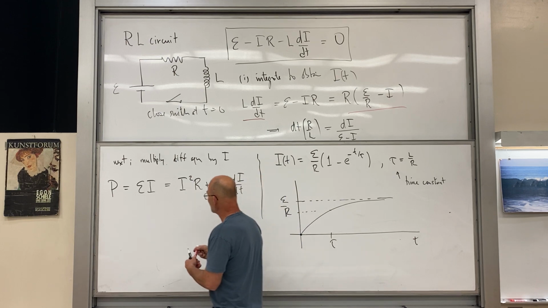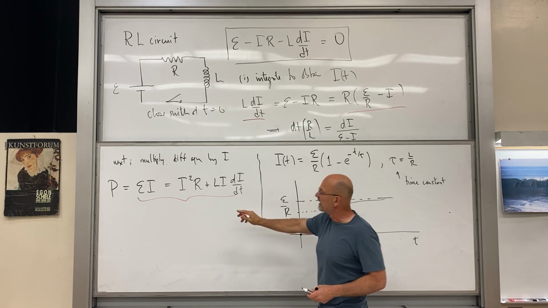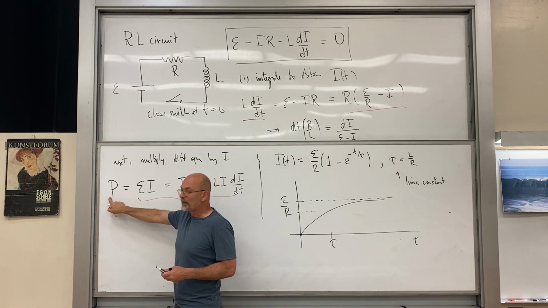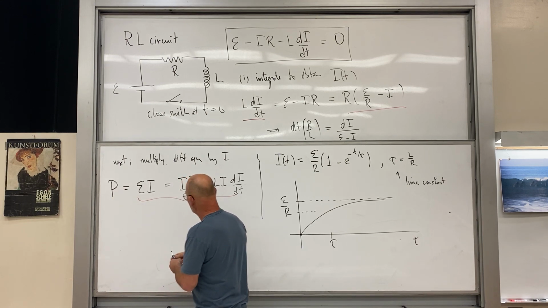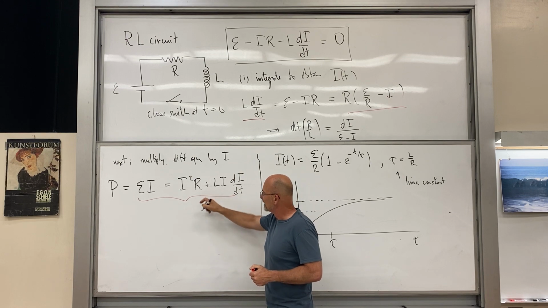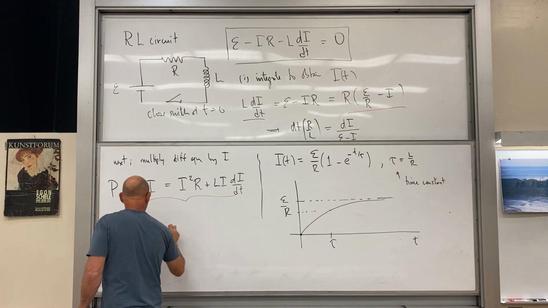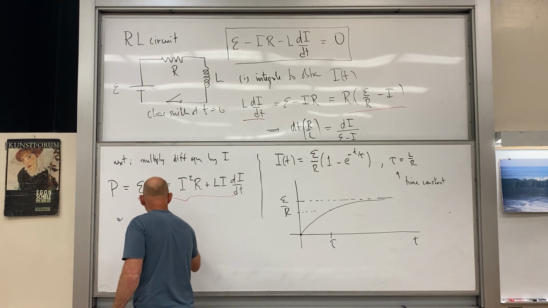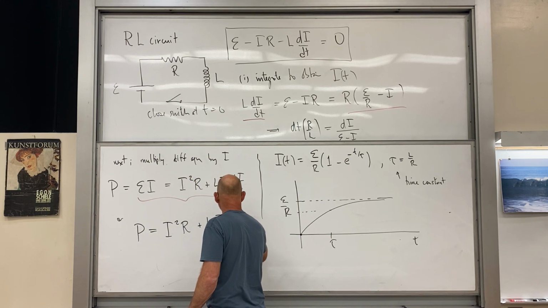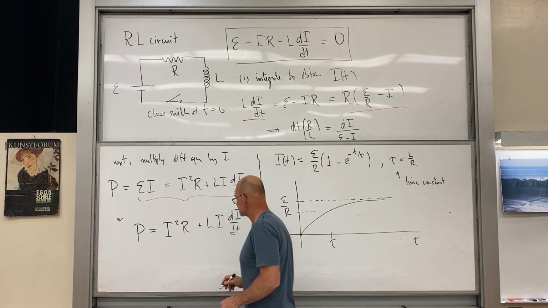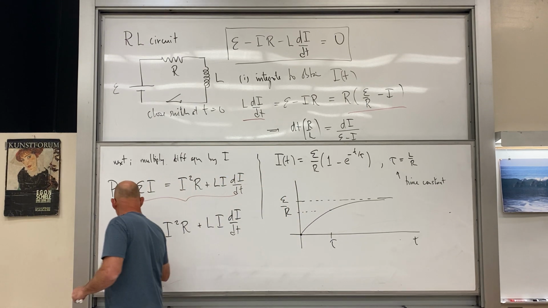So this was my equation. Just brought that over to the right side, multiplied by I. And what I'm recognizing is that is a power. So that's why I'm calling it power there. So I actually have the power being used by the circuit, or P is equal to I squared R plus L I di dt. So this is the power being used by the circuit.